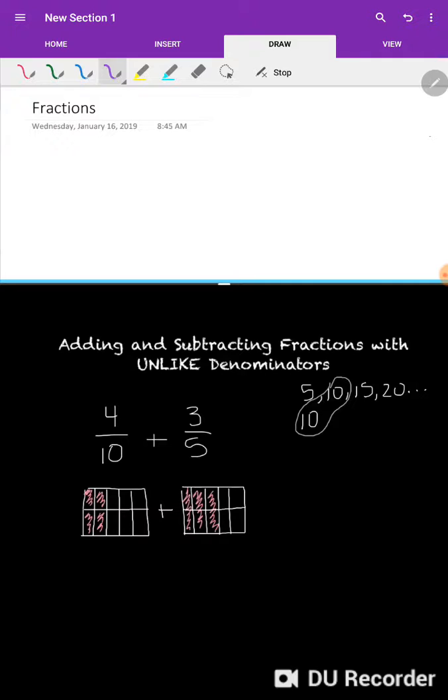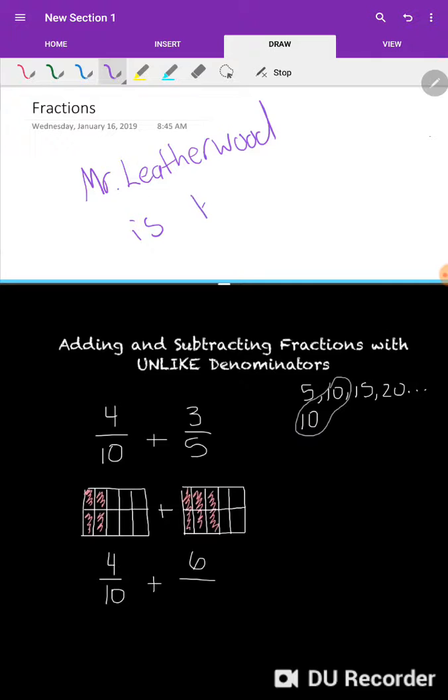You like my sound effects? I do too. So now it looks like we have different numbers. We still have 4/10 here, but over here we have something different. We have 6 out of, just to double check, 10. So our 3/5 turned into 6/10.